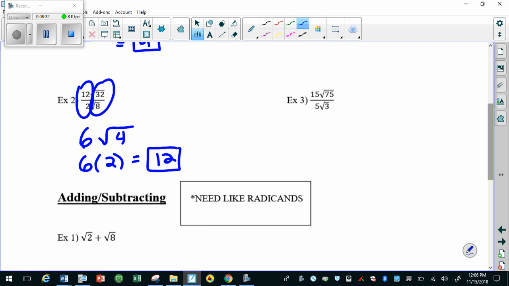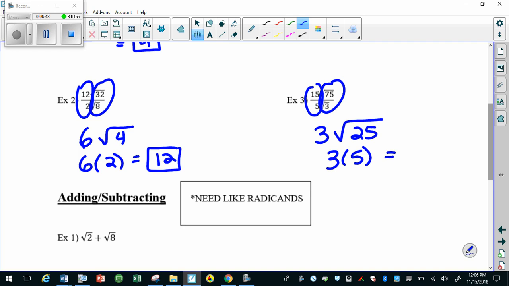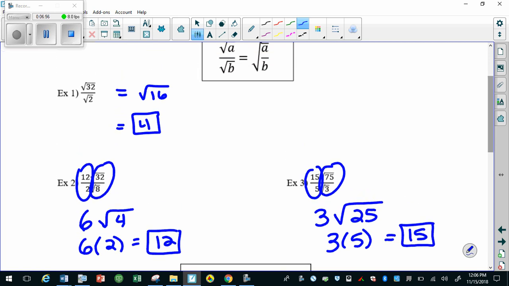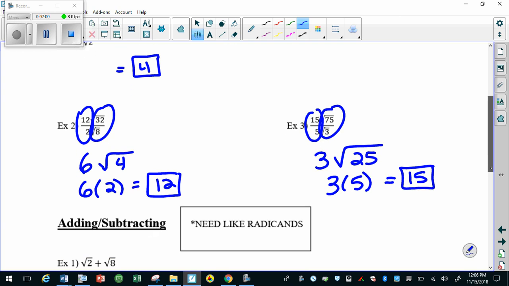Okay, and final one. Number divided by number, that would give you a 3. 15 divided by 5 is 3. Radical divided by radical is still going to give you a radical. That's radical 25. And take a second to reduce that radical 25 down to 5. Your final answer is 15. Okay, so take a minute and just look at that. Dividing radicals. Radical divided by radical, number divided by number.